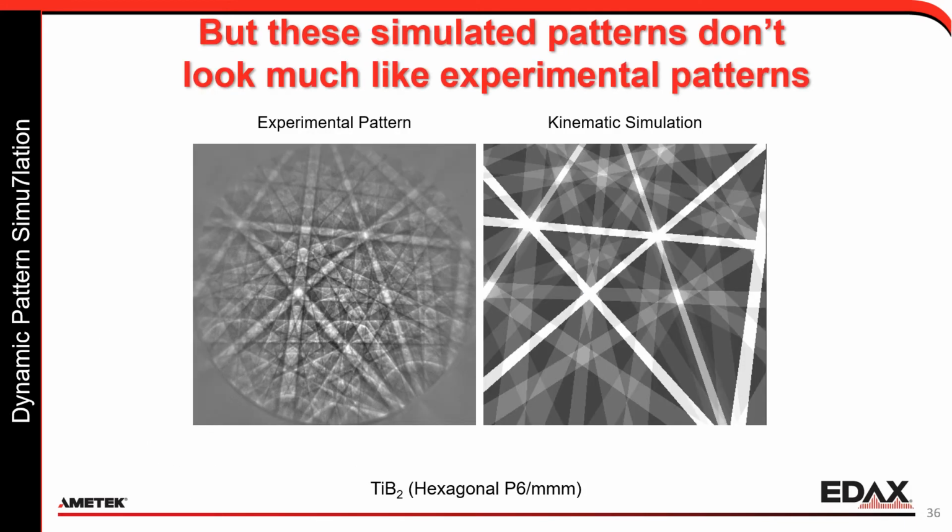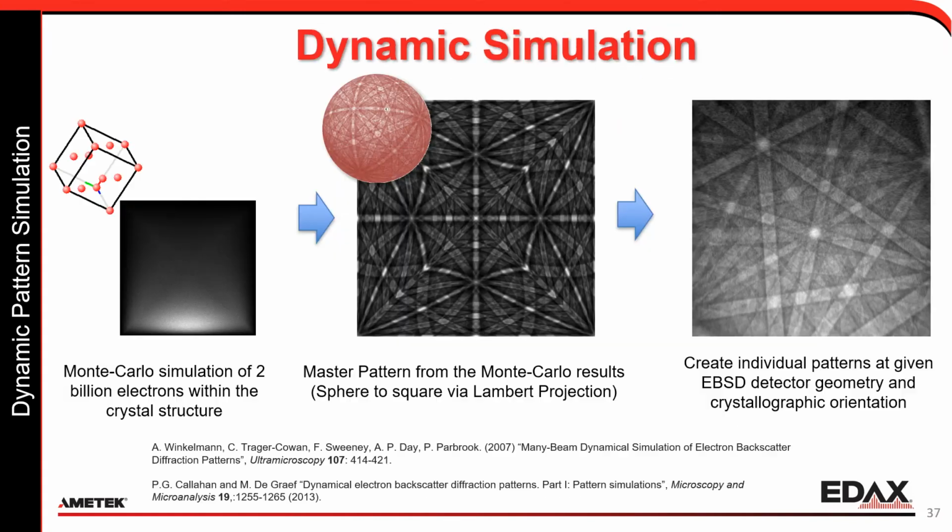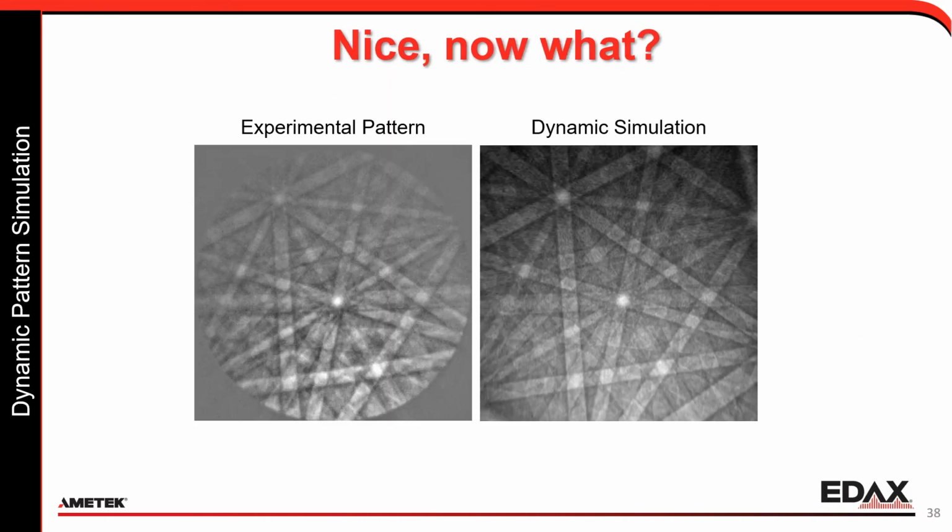But a kinematic simulated pattern doesn't look anything like an experimental pattern. It gives us just enough information to get started with indexing. But dynamic simulation, which has been pioneered by the two groups of Imo Winkelmann and Mark de Graaf, has really come a long way in both the fidelity between the simulated patterns and experimental patterns, but also in speed and usability. So with those, we are able to simulate patterns that look quite a bit like experimental patterns, as you can see in this example.